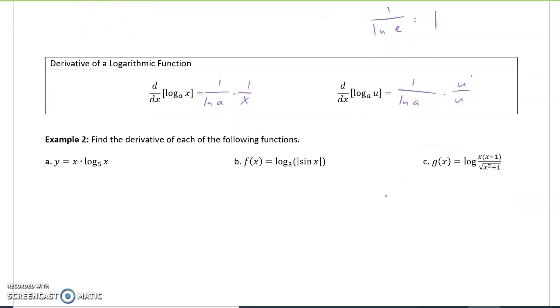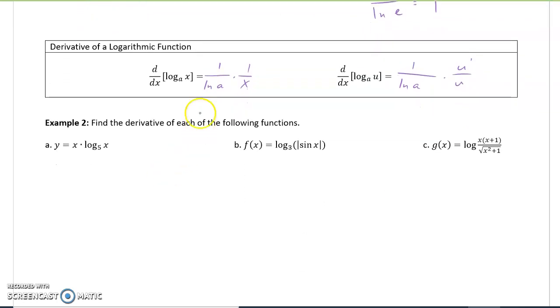So with these problems right here, you can imagine that it's going to work pretty much the same way as any other natural log problem. We just have to remember to multiply by the reciprocal of the natural log of the base. So for dy/dx on this problem, we've got a product, so we'll go ahead and use the product rule. u prime v is 1 times the log base 5 of x plus u v prime. So u times 1 over the natural log of 5 times 1 over x. And those x's cancel out in that second term. So we've got log base 5 of x plus 1 over the natural log of 5.